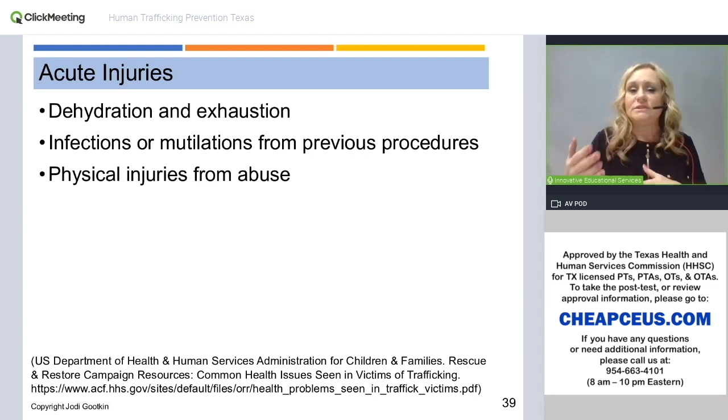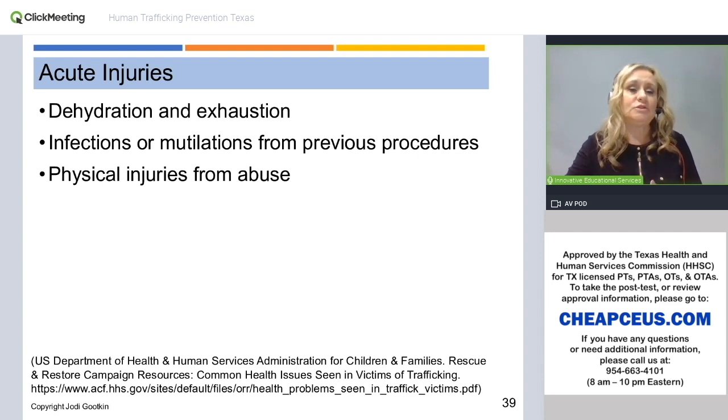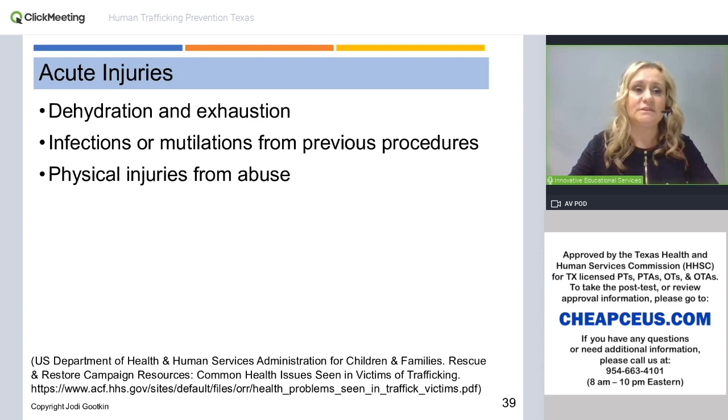Different bruises, scars, injuries that occur, or injuries from physical abuse that they are enduring. If the individual was taken for previous care that was not actually rendered by a healthcare professional, they may develop infections or have mutilations that we notice, and now they're being brought in for the correct level of service.